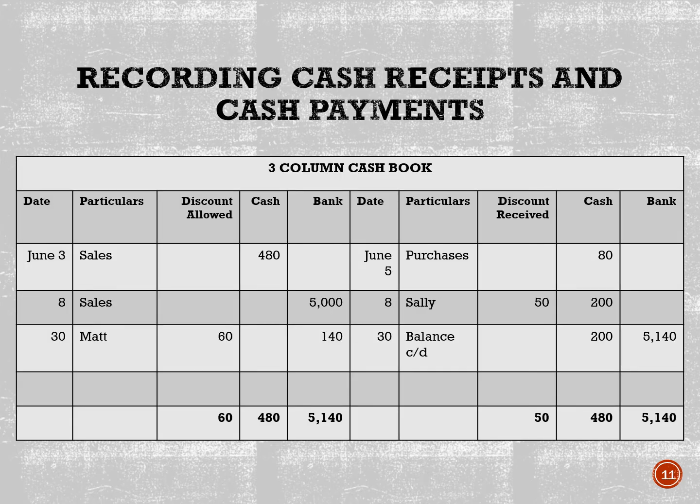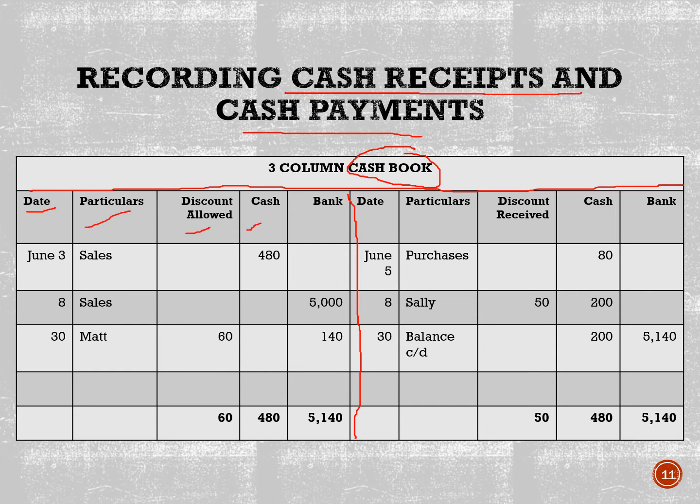So this one is how you want to record into the cash book. Daripada cash journal tadi, kita akan transfer kepada cash book. So macam mana you boleh buat? Macam saya cakap tadi, this one macam T account. This one ada date, particular, discount allowed, cash and bank.